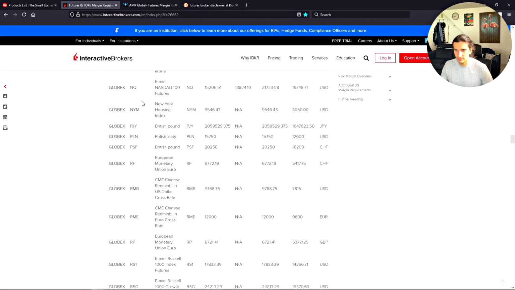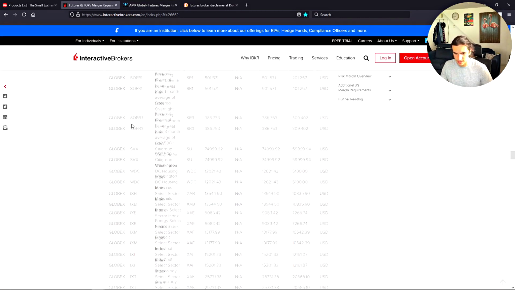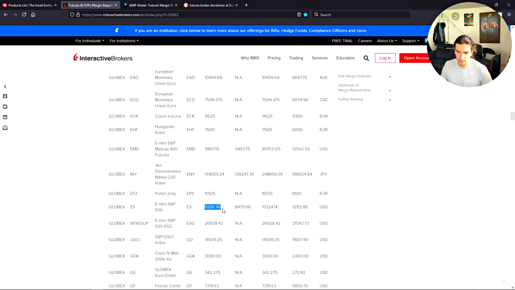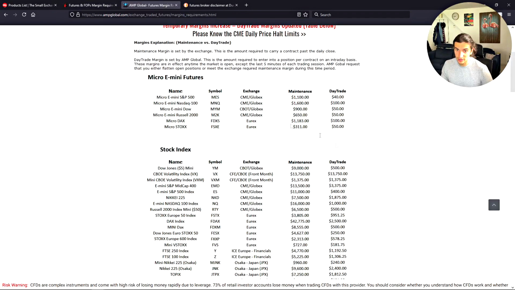We'll go back over to Interactive real quick, and we're gonna go find the ES. Intraday initial is 9,326.90 cents. So you can see how Interactive Brokers does not offer intraday margins. If you wanted to trade S&P futures with your broker as Interactive Brokers, that's how much you would be required to open a position, long or short, of one contract. Now to hold that position into the close at 5 p.m., you would need 13,324. You can see that that's $2,000 higher than AMP's maintenance margins for the S&P futures.